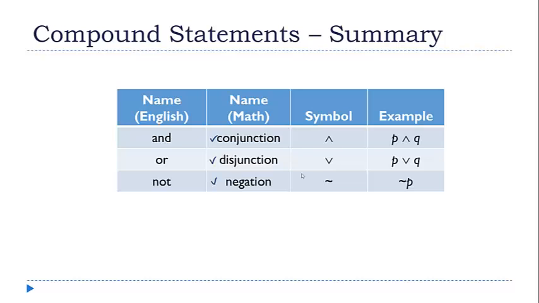Now, for those of you who have maybe studied a little set theory, these and or symbols may look a little familiar, and that's actually not a coincidence. The logical and is equivalent to set theory's intersection, and the logical or is equivalent to set theory's union. So I'm not going to get into set theory here, but if you're familiar with it, you can keep that in the back of your mind as the set theory equivalence.